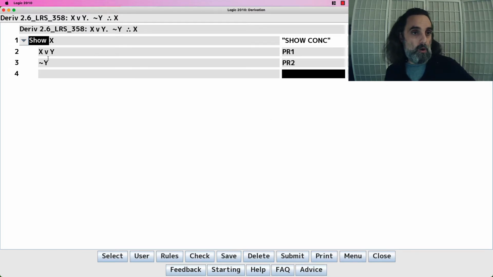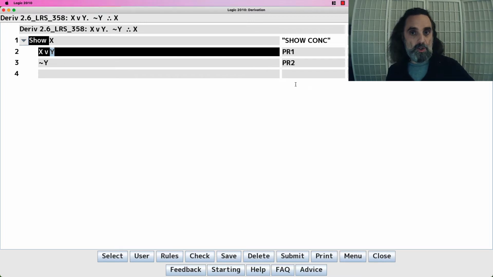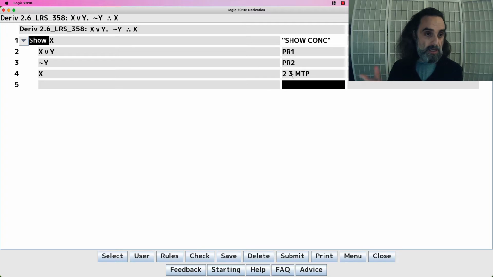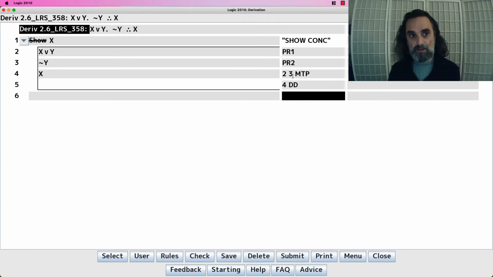So we have x or y, and we have not y. Well, that means we have the negation of this disjunct, and so we can say 2, 3 MTP. That gives us x. X is what we're looking for. We have a direct derivation.